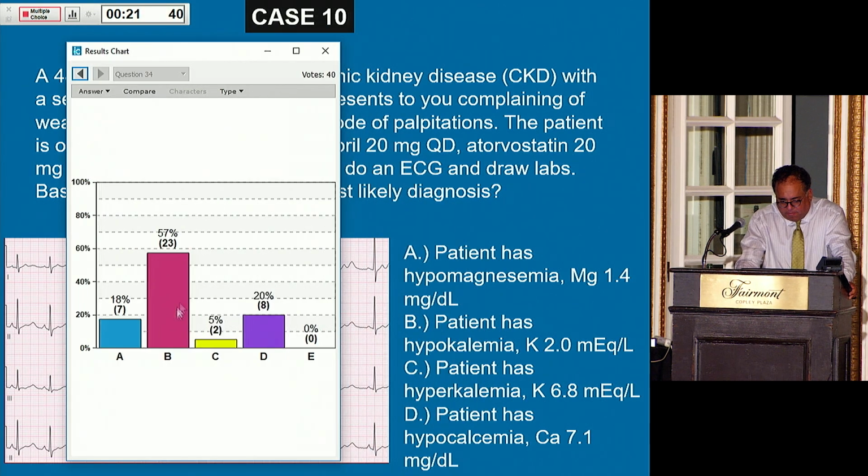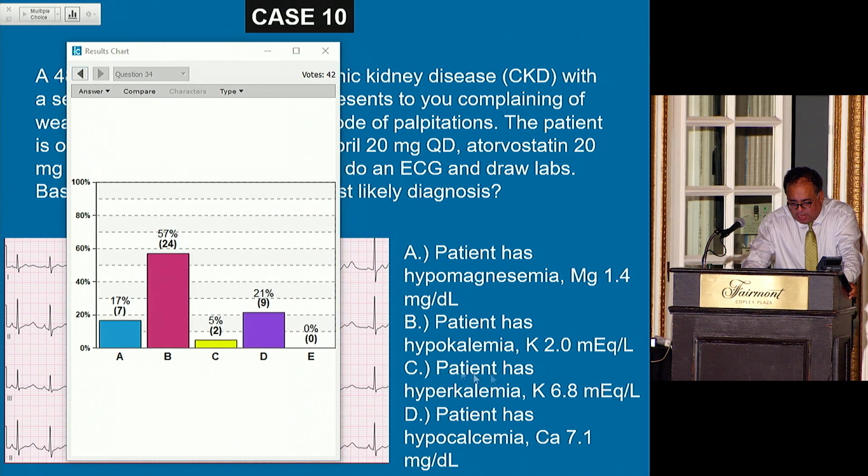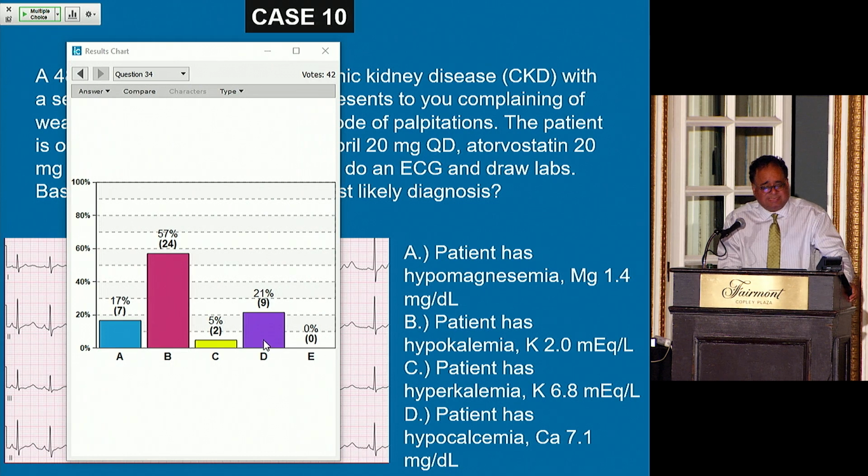So about 57%, about half of the people chose hypokalemia, which is the correct answer. But there were others, 21% thought this patient may have hyperkalemia. I guess those are the people who just thought, if you're going to present an EKG with someone, they're going to probably have hyperkalemia. The patient's on lisinopril, so it must be hyperkalemia. It isn't hyperkalemia, unfortunately. And this patient doesn't have hypomagnesemia, although we always blame magnesium for the cause, right?